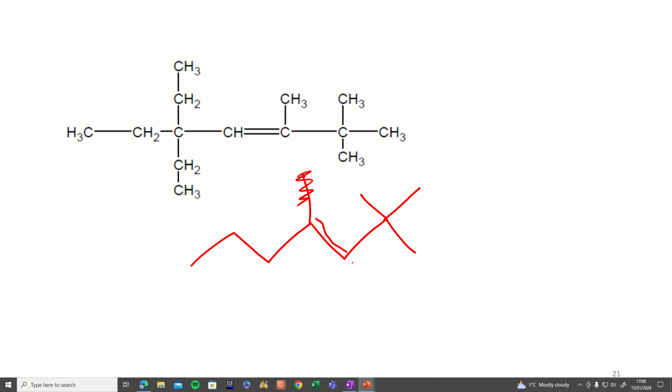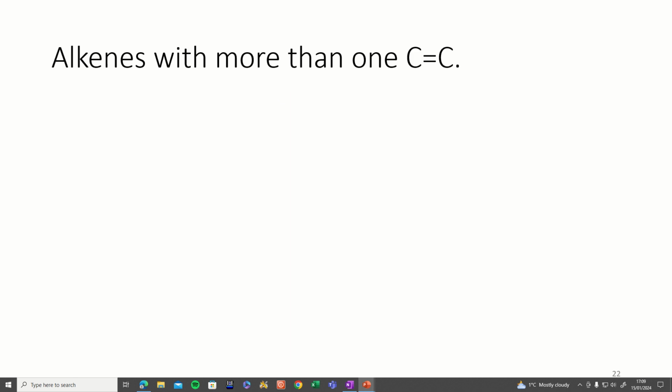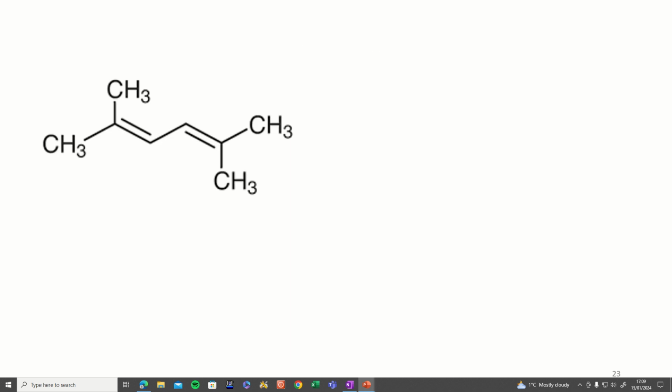That's not the third one. Third one has methyl. Fourth one has nothing, and then we have a diethyl here. So we have a diethyl on number 1, 2, 3, 4, 5. Yep. Right, let's look at ones with more than one double bond in them then.